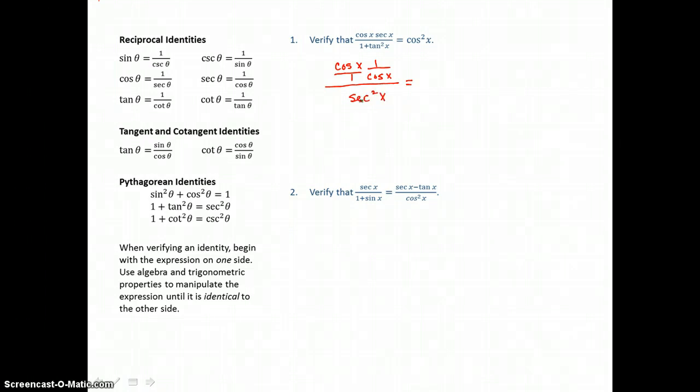And now in the numerator I'm multiplying reciprocals, so I just get a product of 1. And in the denominator, the reciprocal of the secant is the cosine, so I can write that as 1 over cosine squared x. And we don't divide by a fraction, we multiply by its reciprocal instead. So if I invert and multiply, I have the cosine squared x times 1, which is just the cosine squared x. So now I can bring down the right-hand side and say, therefore, the left-hand side of this equation does equal the right-hand side.